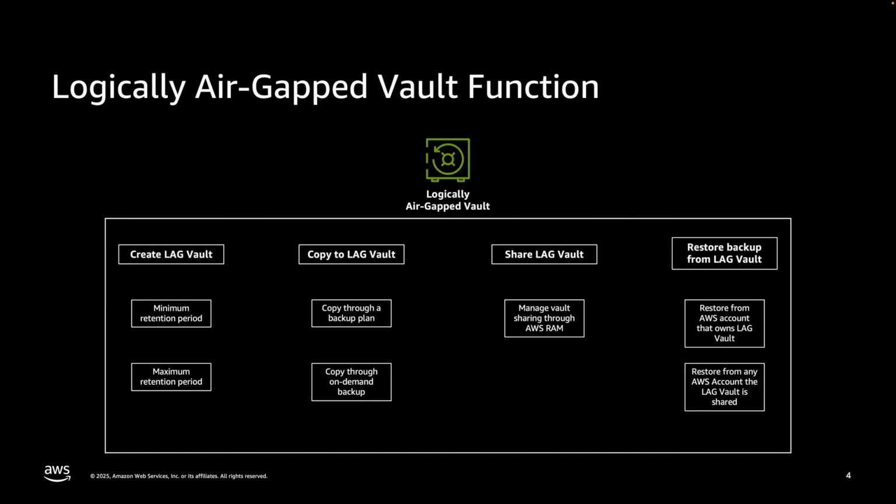Here's a sample workflow of Logically Air Gap Vault function. First, you create a LAG vault with minimum and maximum retention periods. Then you copy to your LAG vault either through a backup plan or through an on-demand backup. Then you share the LAG vault through AWS Resource Access Manager. Once your LAG vault is shared with other AWS accounts, you can restore from the AWS account that owns the LAG vault, or you can restore from any AWS account the LAG vault is shared with.